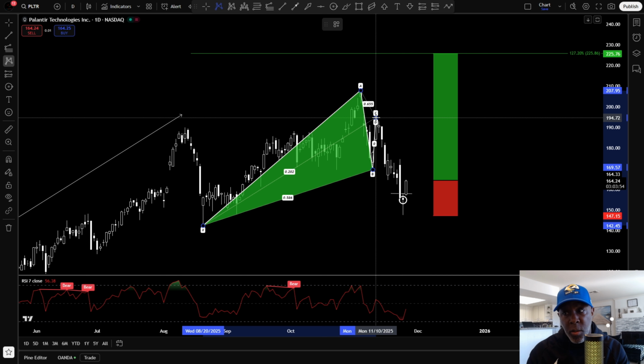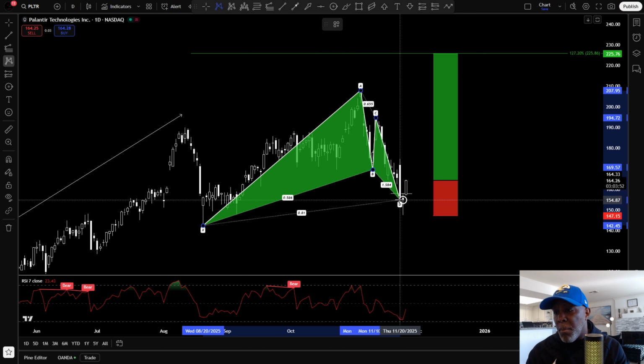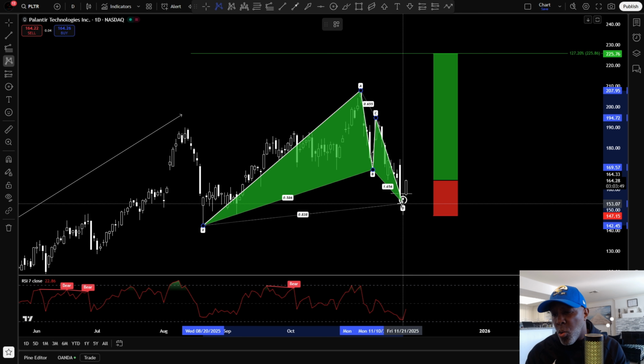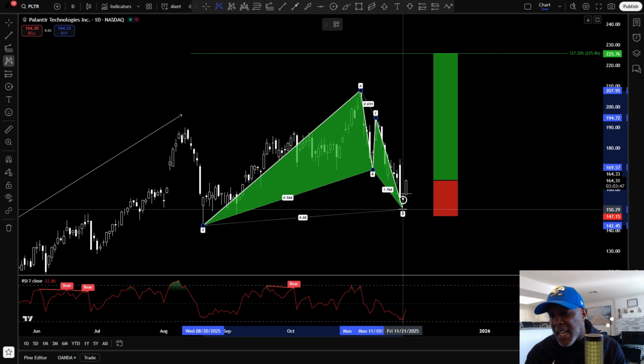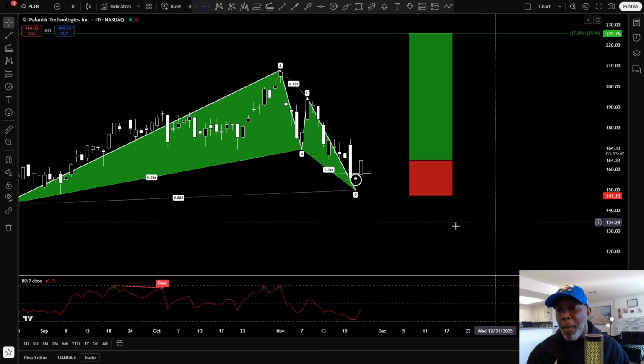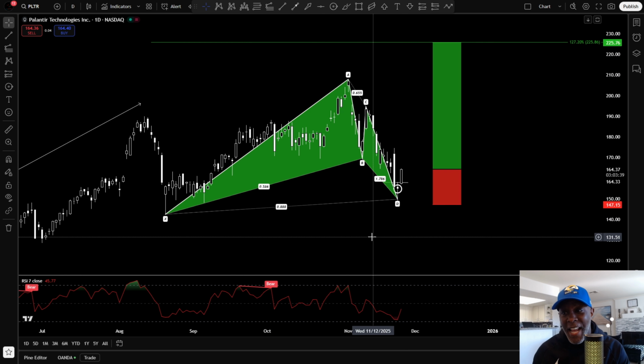We come up here for the C leg, which we know is going to be good. We come down here, lo and behold, looking for our 886. This bat pattern completes in the same PRZ as our cipher. So you have them basically both stacked on top of each other. We know that the cipher pattern has a very, very high win rate, especially when you combine it with something like a 3-bar reversal. So look what you're stacking: a bullish cipher pattern, a bullish bat pattern, and a 3-bar reversal.